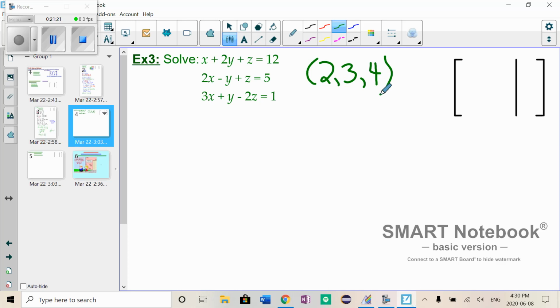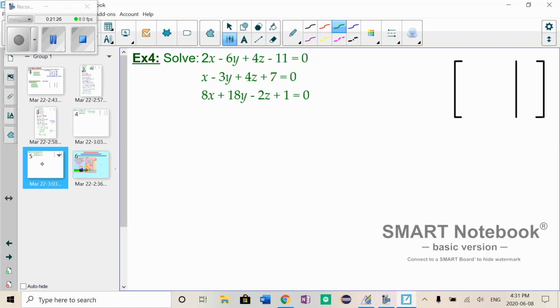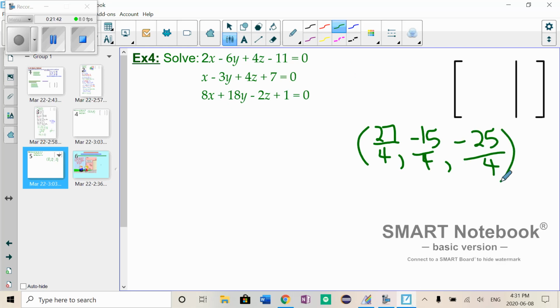And again, you could do it very differently than somebody else does it. And there might be another one. I'm just making sure it's the same question I have. And I believe the solution to this one is 27 over 4, negative 15 over 4, and negative 25 over 4. So these ones, you're going to have to deal with fractions.